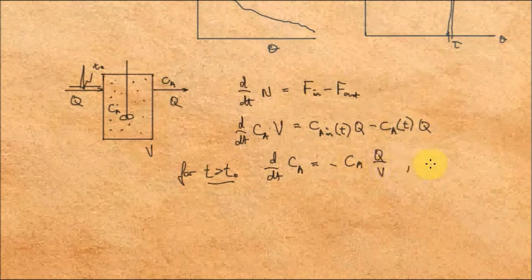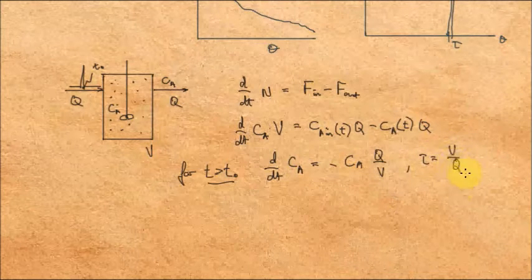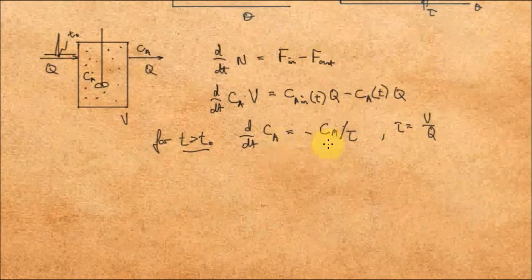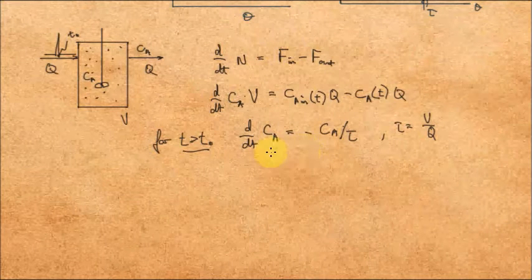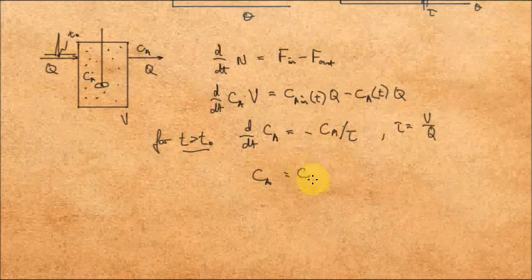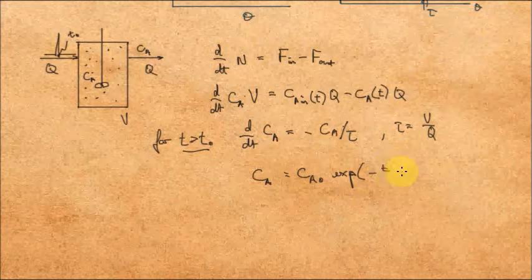And we have introduced already the definition that the space-time is equal to the volume over the flow rate. So this is effectively Ca over tau. So, well, let's just write it that way. Ca over tau here. And this is a simple first order ODE, which we can solve. We should well recognize the solution to this by now, so we can just write down the solution. We know that's going to be Ca is equal to Ca naught times exp of minus t over tau.